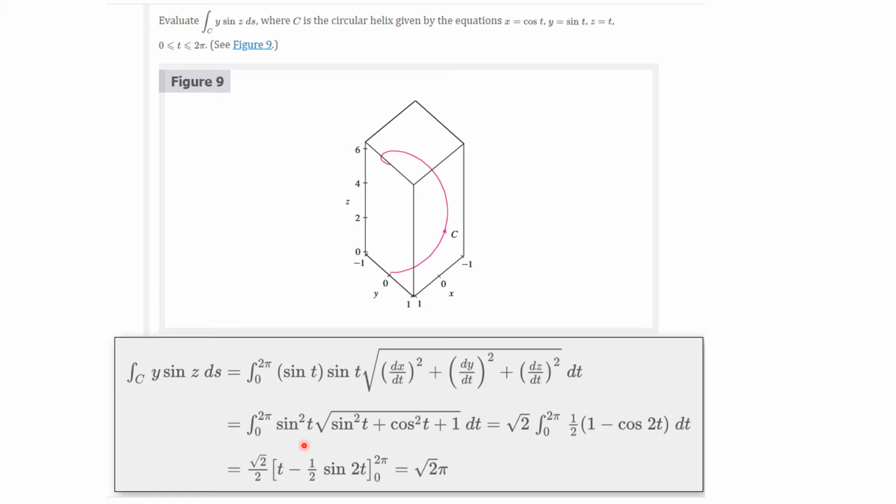This becomes sine squared of t, and then this is dt. And so the sine squared t plus cosine squared t, of course, is 1. So that's the square root of 2. I can pull it out, and I'm integrating sine squared. And we all know the way we integrate sine squared is using this double angle formula. So we do that and we finish the calculation, and we get the square root of 2 pi. This is the answer I would expect you to get, and I will expect you to come up with exact answers on the final exam.